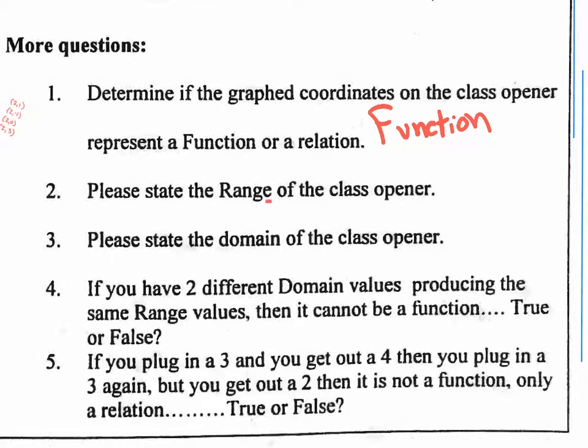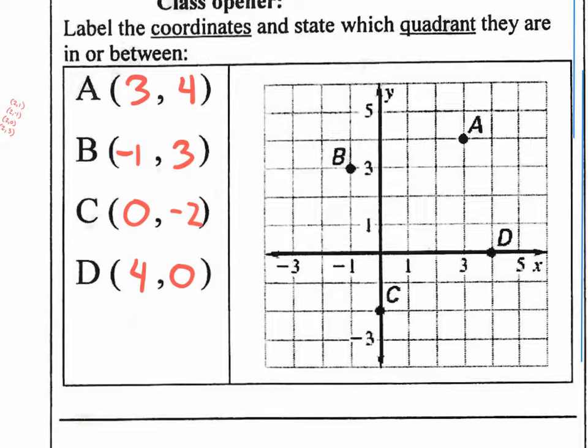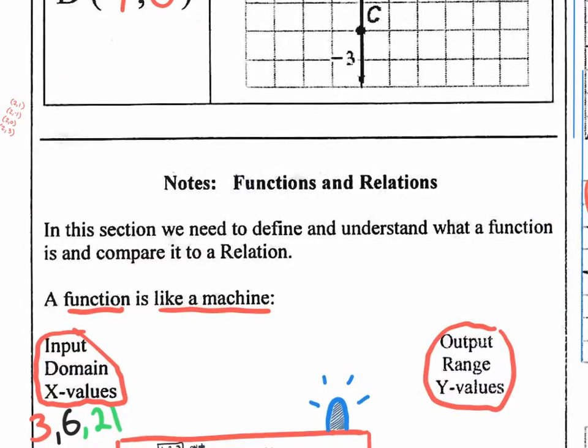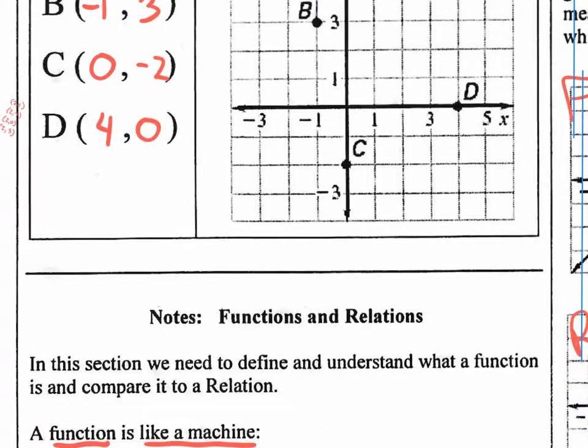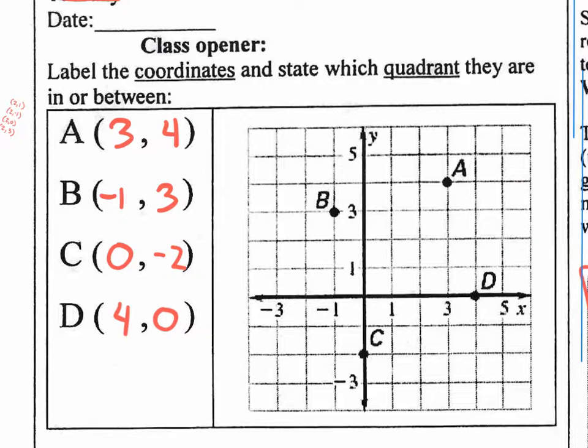It says, please state the range. What the heck is that? Please state the range of the class opener. What is the range? The range is the Y value. Look at the diagram down here, our picture. The output is the same thing as the range, the same thing as Y values. So if they're telling you to state the range of the class opener, what's the range?